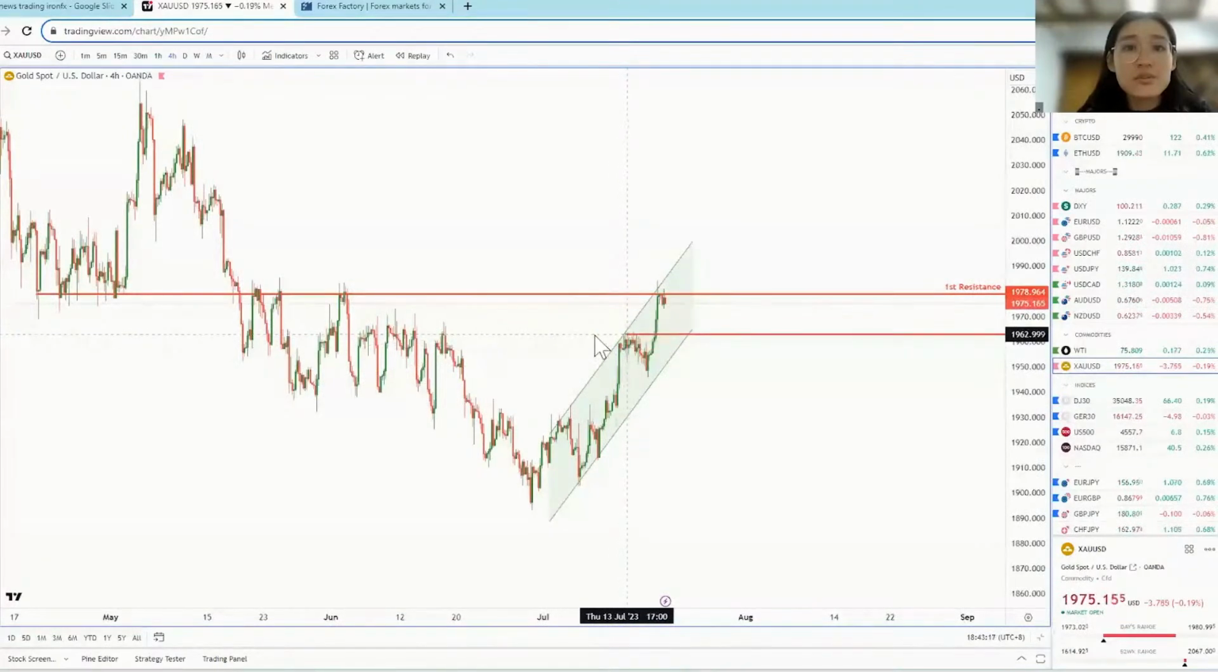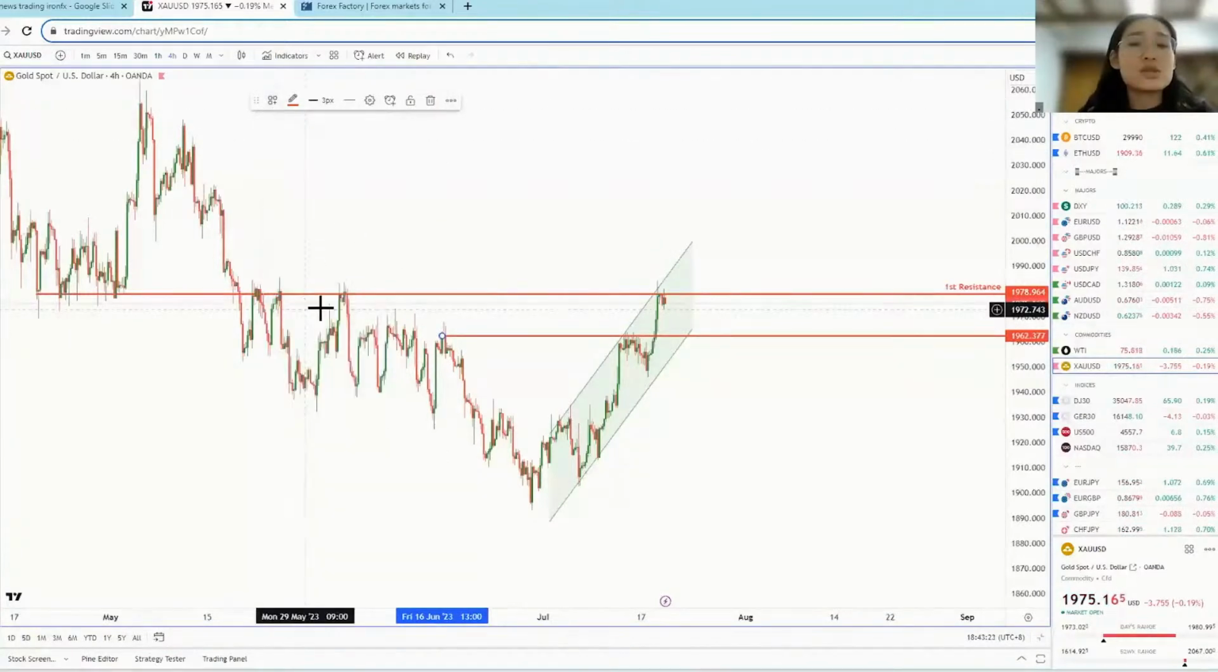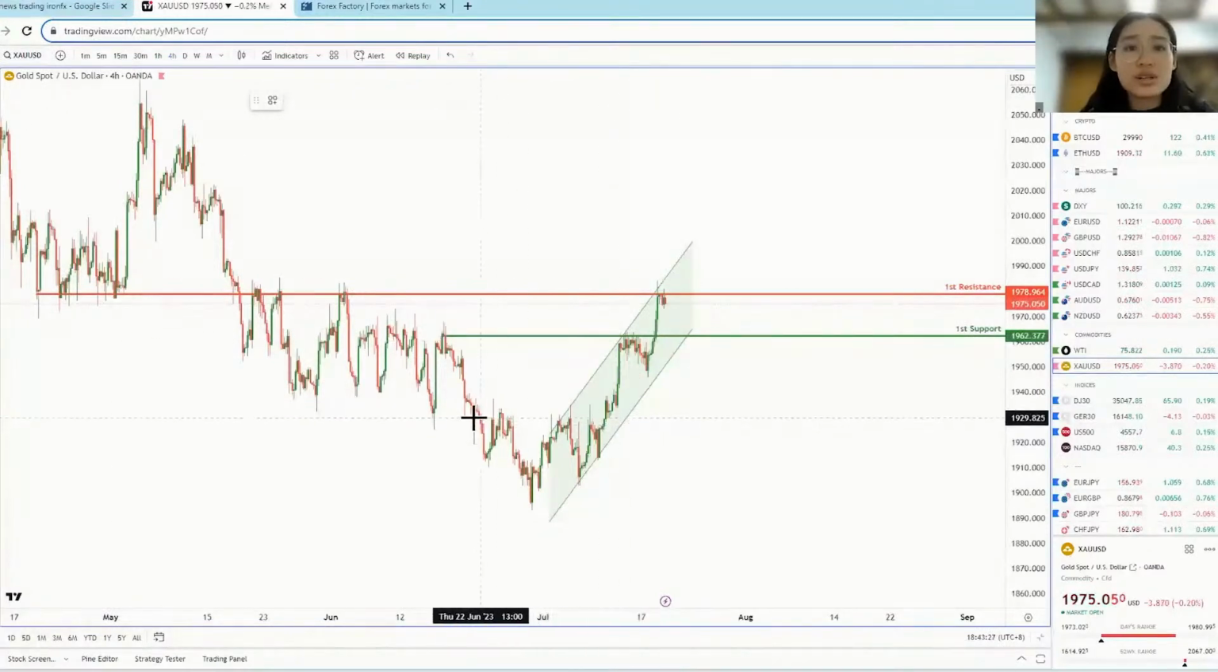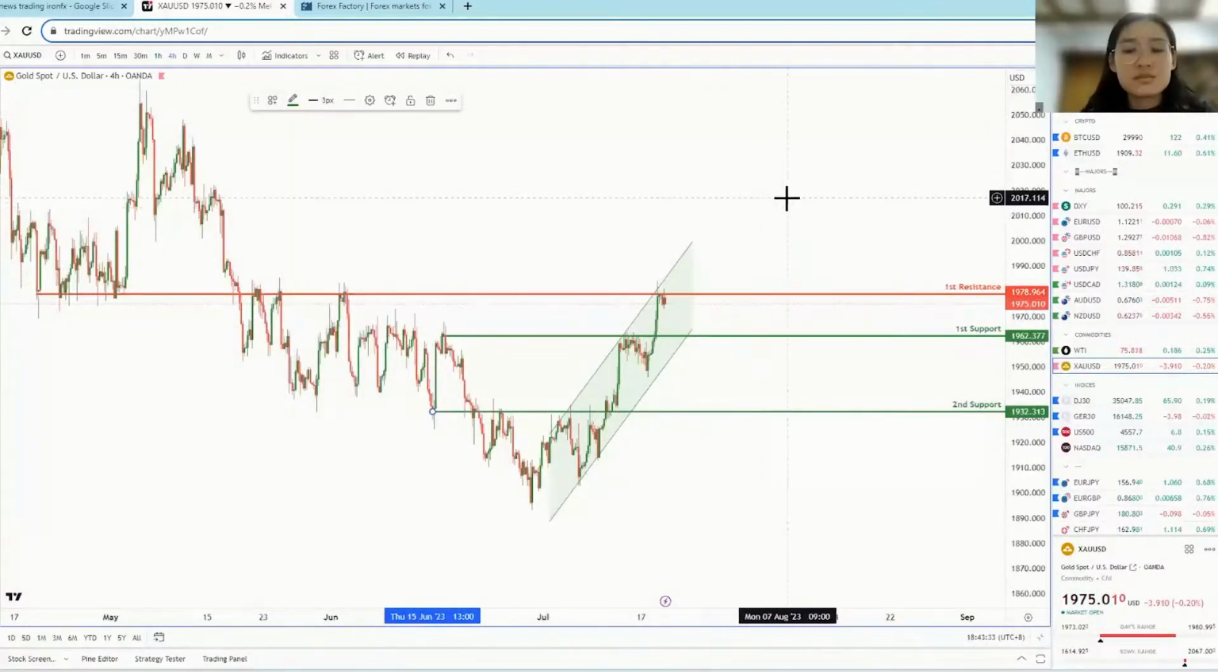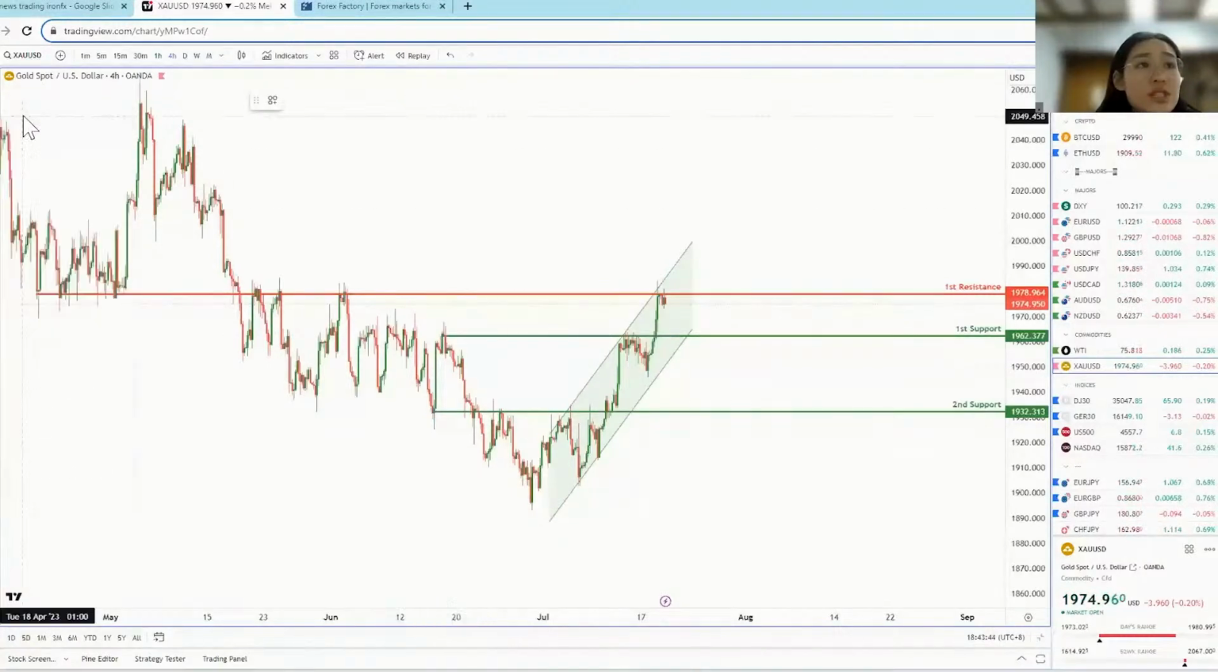Next, our support. Same thing, we're going to try and pull it back. Okay, here's our first support. And then our second support is over here. This is just solely graphical. Like I mentioned, we will adjust these later on. Okay, now let's go in with our Fibonacci levels.